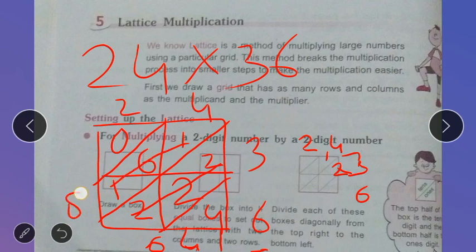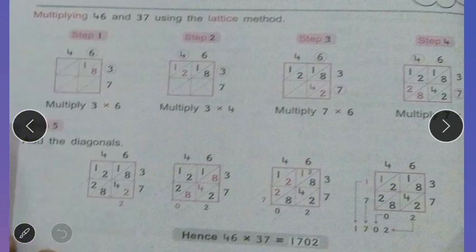You don't have to draw the line, I am drawing it just to make you understand. Here is 0. So what is the answer, children? 8 6 4. 864 is the answer. Hence your product, 24 multiplied by 36, is 864. Easy? Yes.